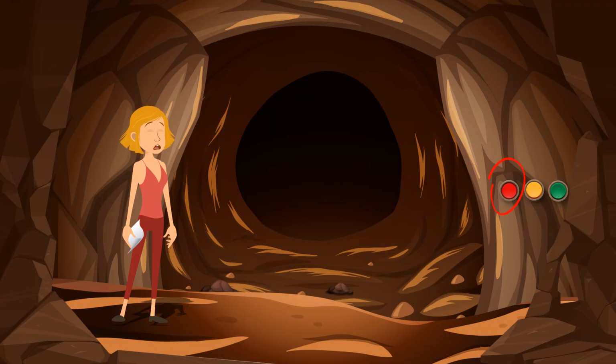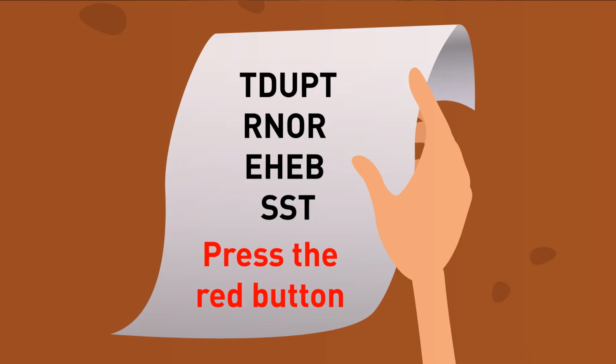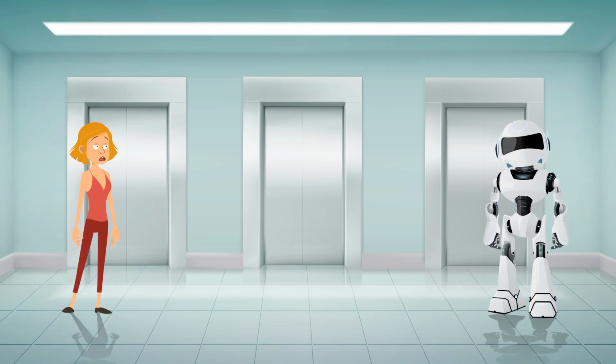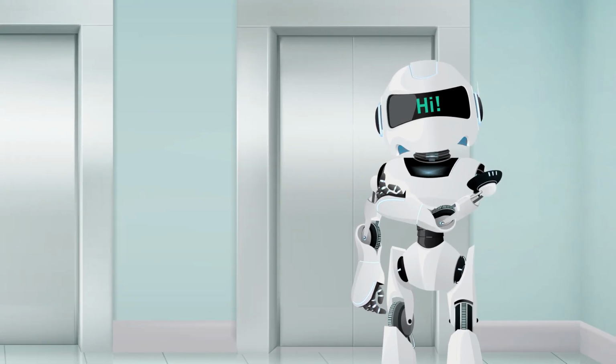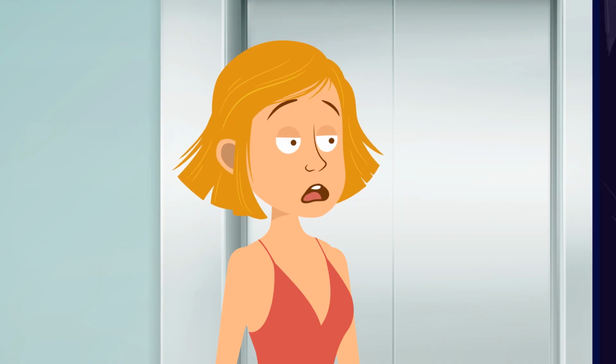The red button. She unscrambled the words on the note and discovered it read, "Press the red button." As soon as she pressed the button, Liv was transported into a virtual reality world. An artificial intelligence greeted her welcome and showed her 3 doors. The AI told her that only one door would lead to her freedom.